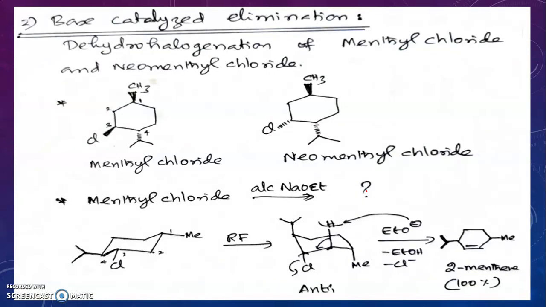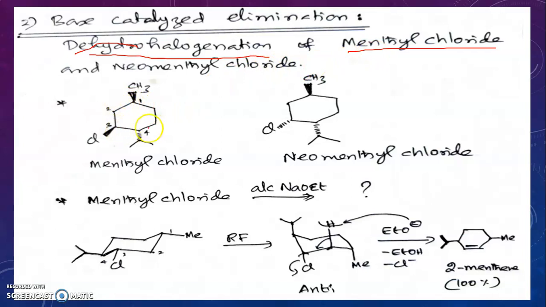Then the second question that we are going to discuss is about elimination reaction. Base catalyzed elimination we are going to discuss, very specifically, dehydrohalogenation of menthyl chloride and neomenthyl chloride. What is meant by menthyl chloride? Remember, in menthyl chloride or menthol, menthylamine, in all these compounds, there should be a methyl group and an isopropyl group at 1 and 4 positions.